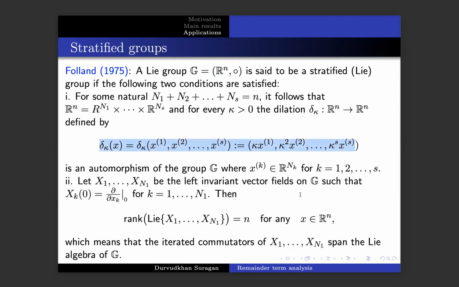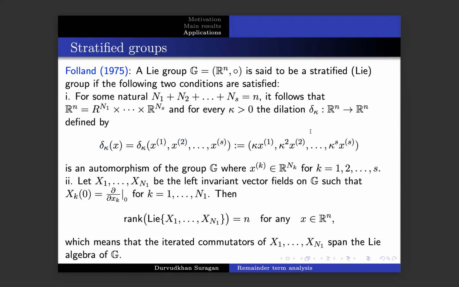The second condition is that the vector fields from the first stratum must satisfy the so-called Hörmander's rank condition. So if these two conditions are satisfied for a Lie group in R^n, then it's called a stratified Lie group. It's a very important class of Lie groups, which is connected to the so-called lifting theorem, and it plays an important role in the theory of subelliptic equations and in the theory of sub-Riemannian geometry.